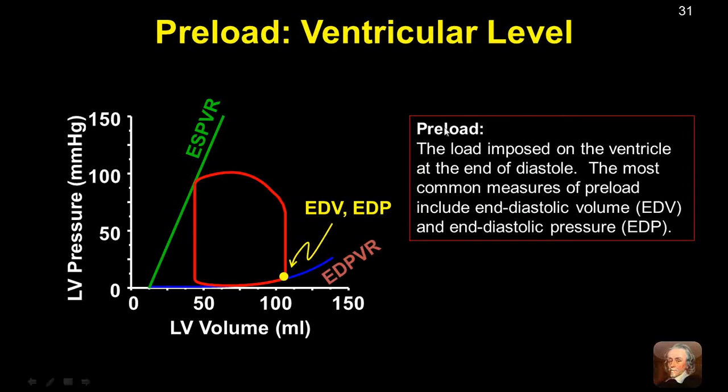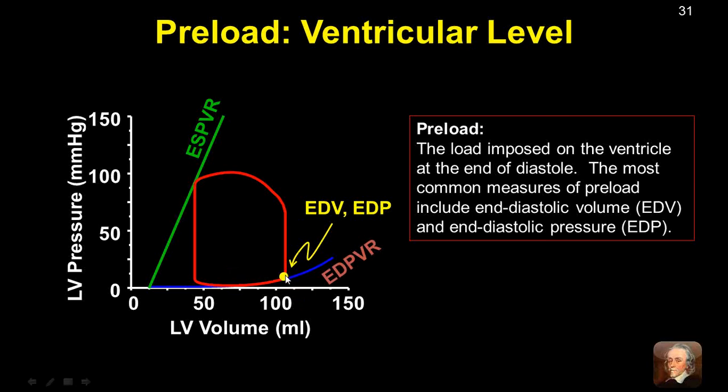So preload is defined as the load imposed on the ventricle at the end of diastole. The most common measures of preload are end diastolic volume and end diastolic pressure. In the sarcomere, the preload is clearly and easily defined as the sarcomere length. In the heart, it's a little bit more difficult.